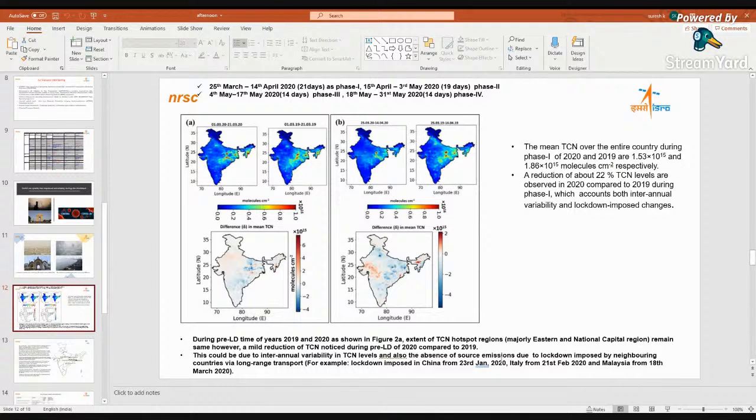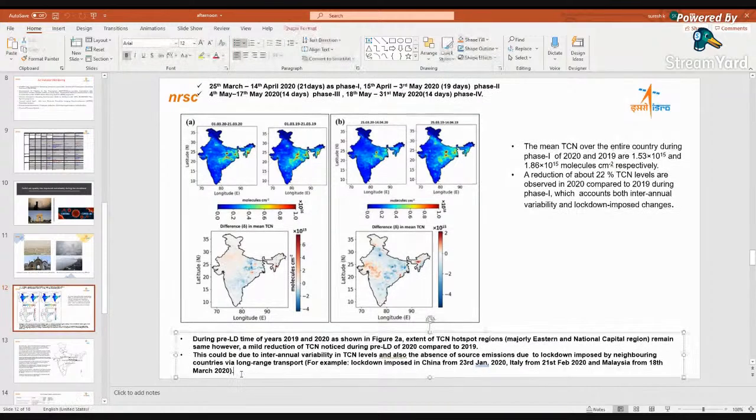So when 2020 and 2019 are compared, a mild reduction was there during pre-lockdown of 2020 compared to 2019. We are saying this could be due to the lockdown imposed by neighboring countries. The neighboring countries had earlier dates of lockdown, so that could have influenced the concentrations of NO2 in India. For example, the lockdown in China was much earlier, Italy 21st February, Malaysia. So these could have caused the concentrations to be lower.